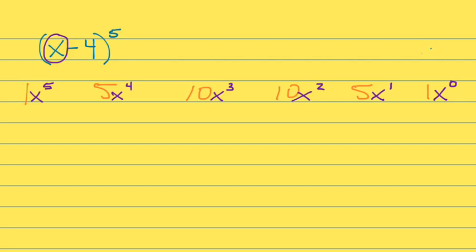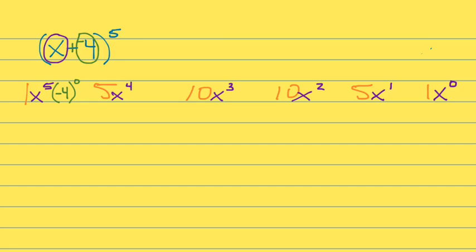Okay? And we're going to do the same thing to the negative 4. And remember, we're going to keep it negative, so the negative belongs with the 4 there. But for the second term, we actually go backwards. So instead of going 5, 4, 3, 2, 1 like we did with the first term of the binomial, we're actually going to go 0, 1, 2, 3, 4, 5 with the second term.